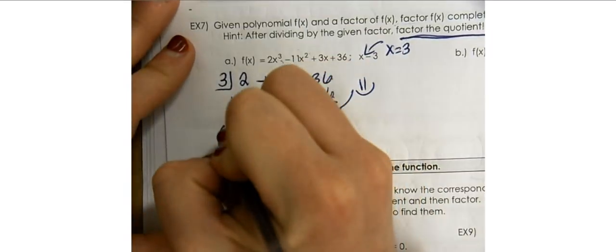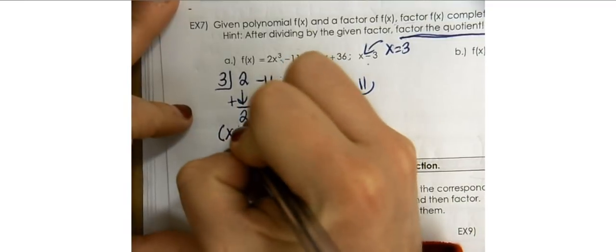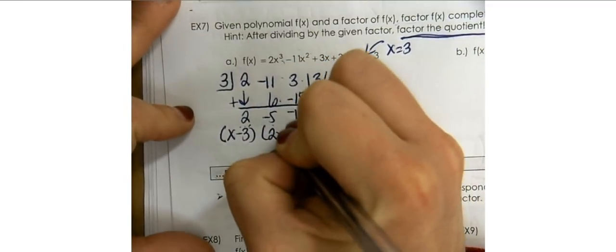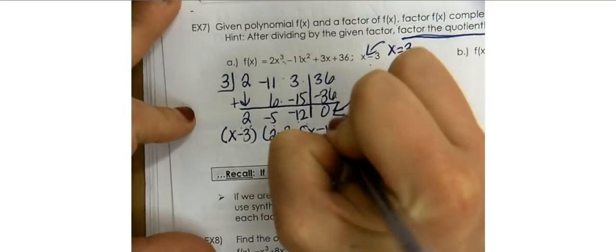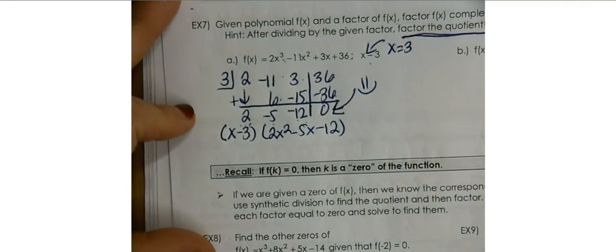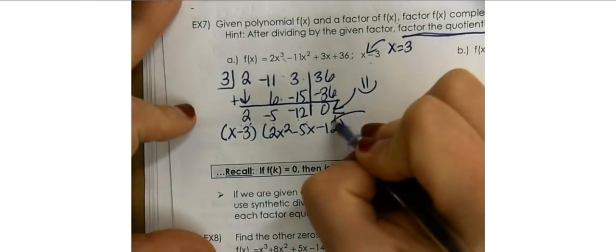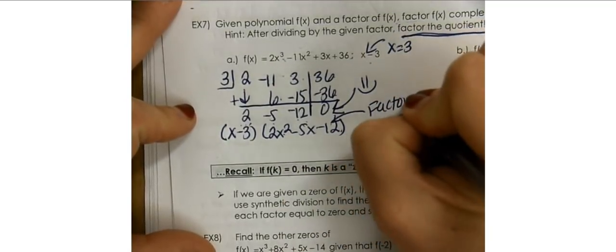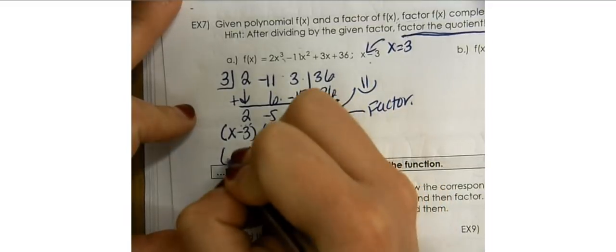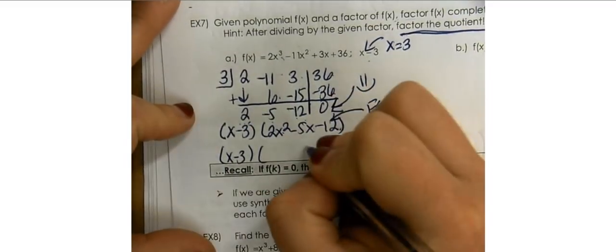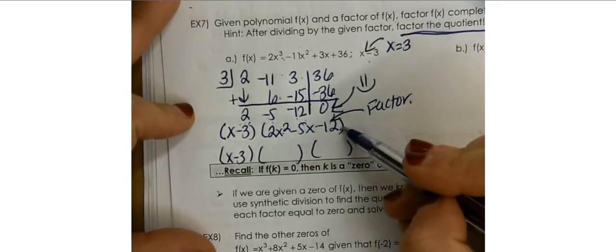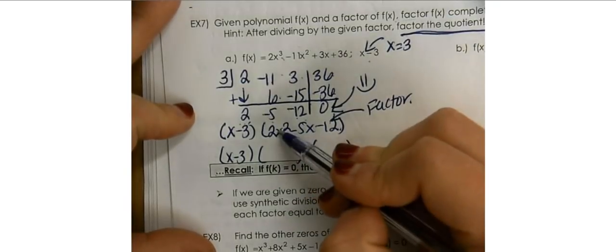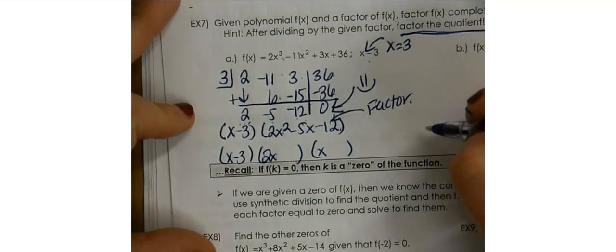So far this is what we have. We have an x minus 3 times a 2x squared minus 5x minus 12. That's what we have so far. And what we're going to do is we're going to break down this 2x squared minus 5x minus 12 even further. We're going to factor this into 2 parentheses. So we still have an x minus 3, but now I'm going to break down this quadratic into 2 more parentheses. Splitting apart the 2x squared into a 2x and an x, I need to look at the factors of 12, and somehow I need to come up with a 5.